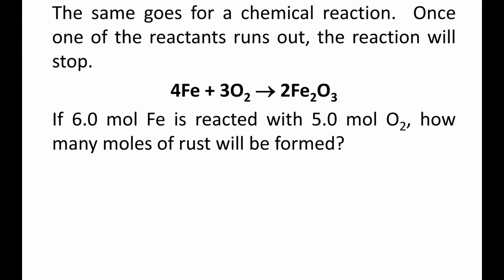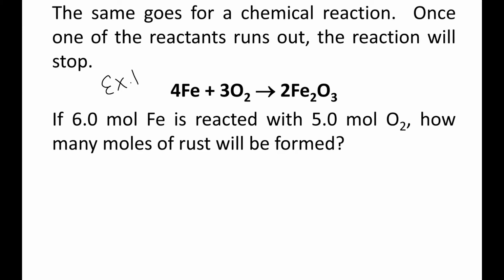So let's look at our rust reaction. We have iron plus oxygen gives me iron(III) oxide, or rust. Let's make this example 1. If 6 moles of iron is reacted with 5 moles of oxygen, how many moles of rust will be formed? When you look at it, you think, only 5 moles of oxygen, so that's got to be the limiting reactant, so I only have to use that to calculate. Well, no, not really, because of the mole ratios in the reaction itself, you can't really tell which one's the limiting reactant. You actually have to work out both of them.